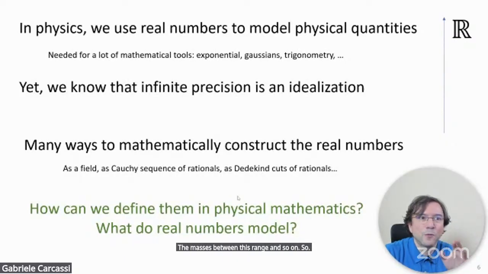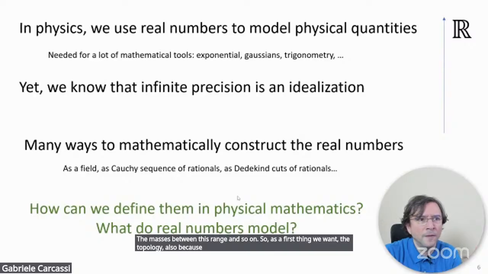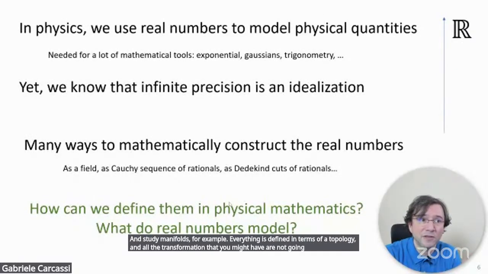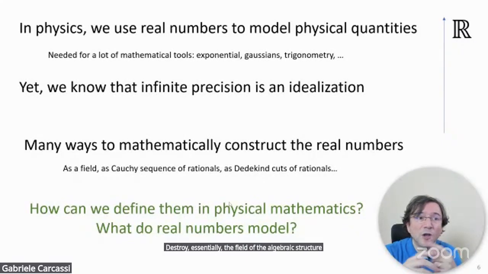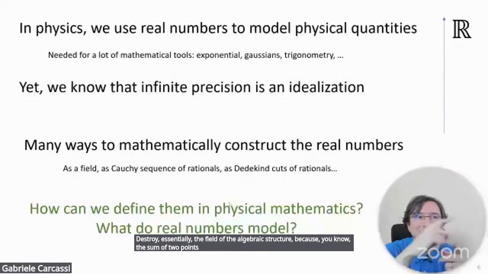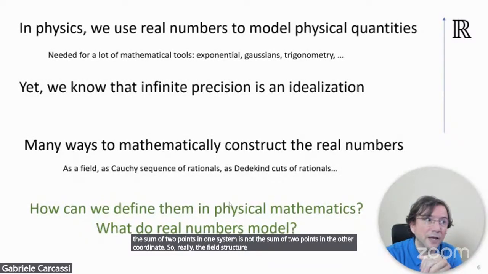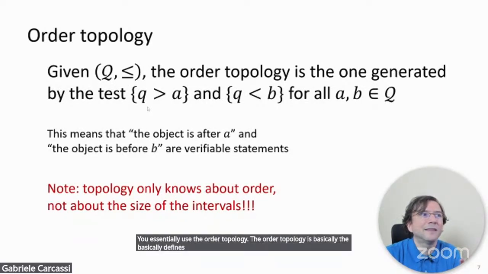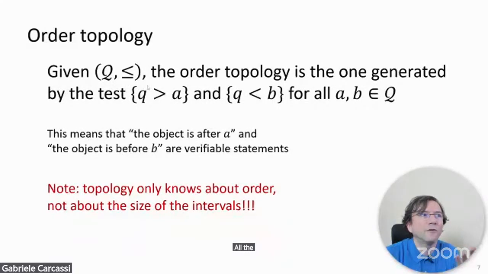So as a first thing, we want the topology, also because when you study manifolds, for example, everything is defined in terms of a topology, and all the transformations that you might have are not going to be linear transformations. And so they're going to destroy essentially the field, the algebraic structure, because the sum of 2 points in one system is not the sum of 2 points in the other coordinates. So really the field structure is not the correct one. So what is the correct one? Well, if you look at the topology of the reals, you essentially use the order topology. The order topology basically defines all the sets where something is greater than A or something is less than B, right?